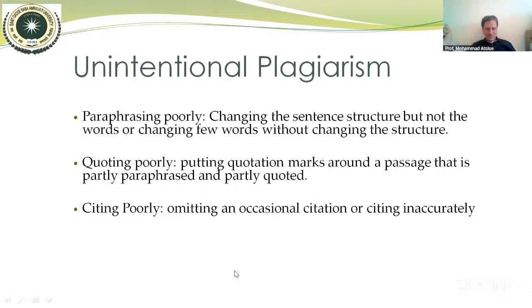Let's say you want to copy some definition and you know that there is no better way of defining that particular aspect. That is what you can very well do. You can copy the entire stuff, maybe a 5-line or 10-line passage, but you need to put it in double quotation marks and properly cite it. Citing poorly, that is omitting an occasional citation or citing inaccurately, is one of the worst scenarios, right? This happens many times, and it creates a problem.